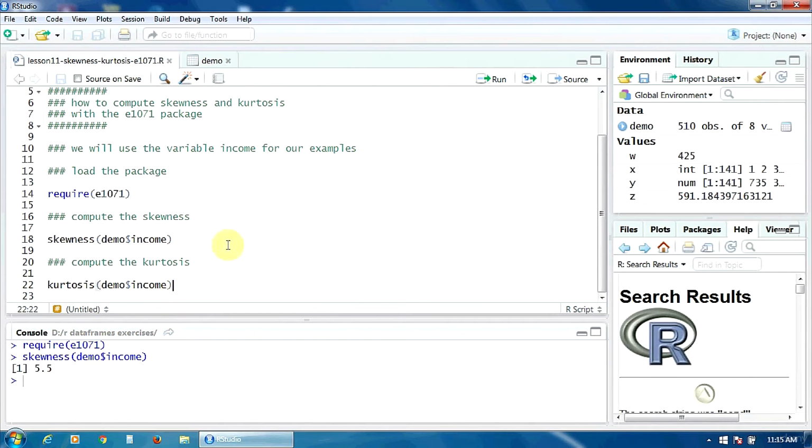Now let's compute the kurtosis with the function with the same name, kurtosis. The kurtosis is equal to 40, so it is higher than 3. So we're talking about a leptokurtic distribution. It's a very sharp distribution. The values have the tendency to concentrate around the mean. That's all for the skewness and kurtosis.